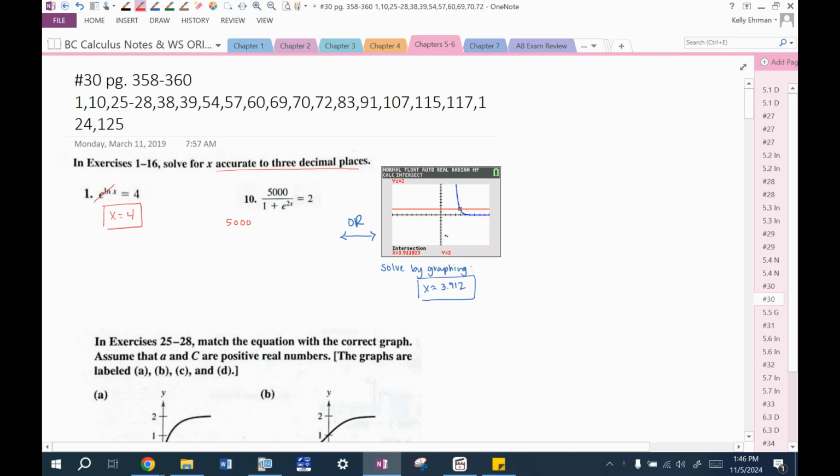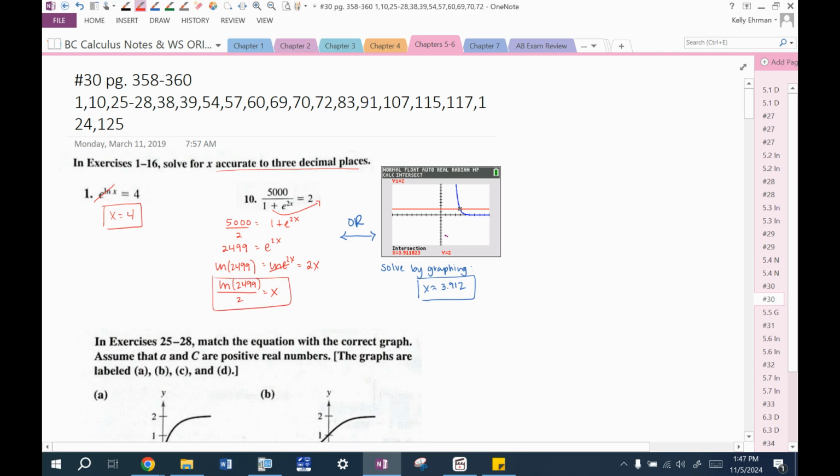I'd multiply the 1 plus e to the 2x over to the right side, but then I would divide by 2. So this is 2,500 minus 1. So 2,499 equals e to the 2x. Then we can natural log both sides. And remember, the natural log of e to the 2x, the natural log and the base e cancel out. So that's just 2x. So the exact answer is natural log of 2,499 divided by 2.